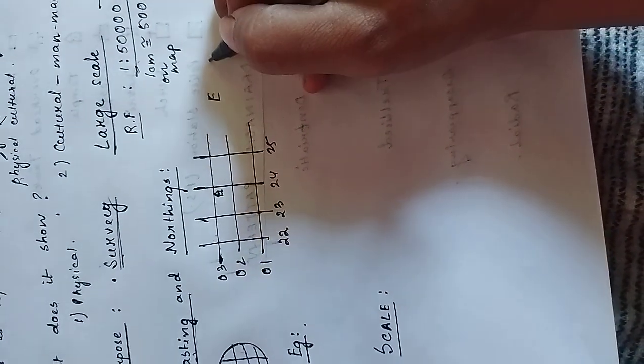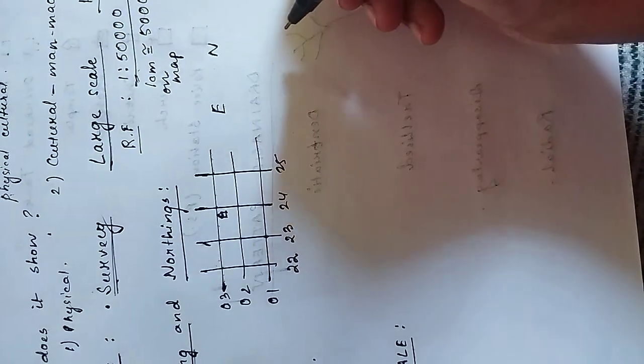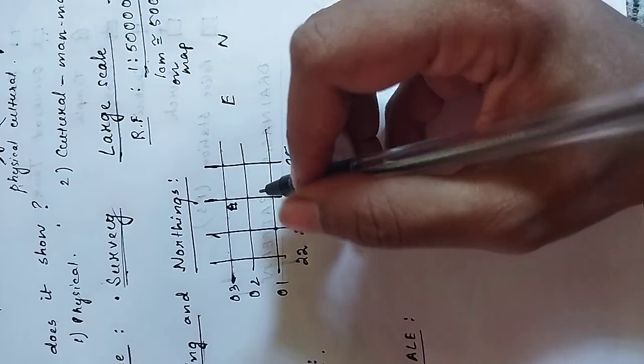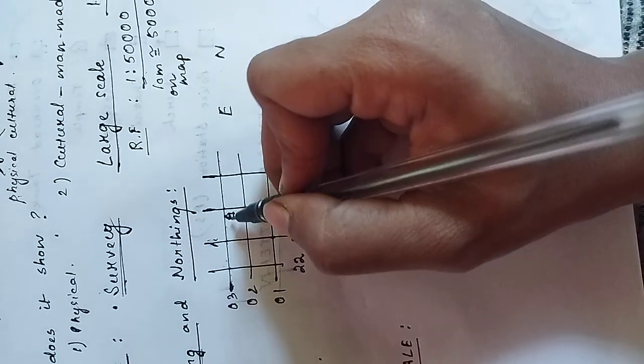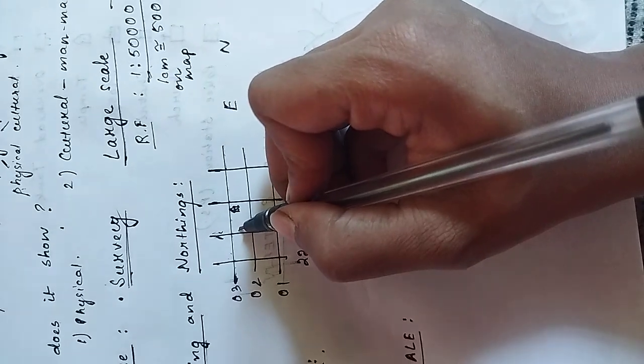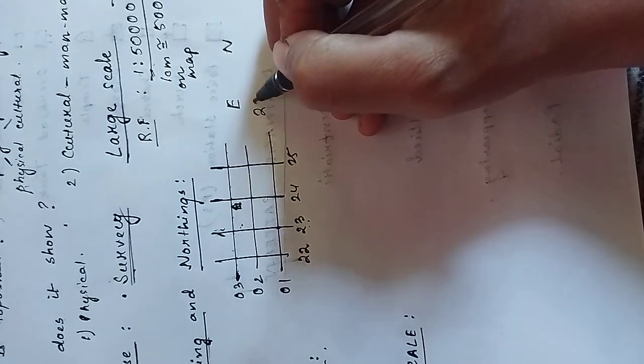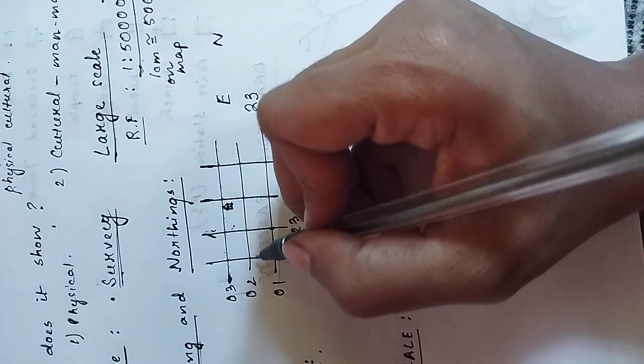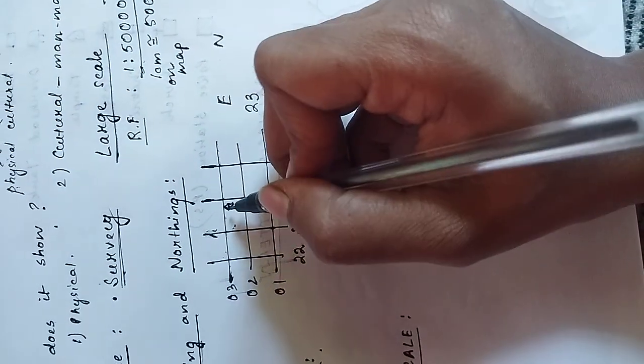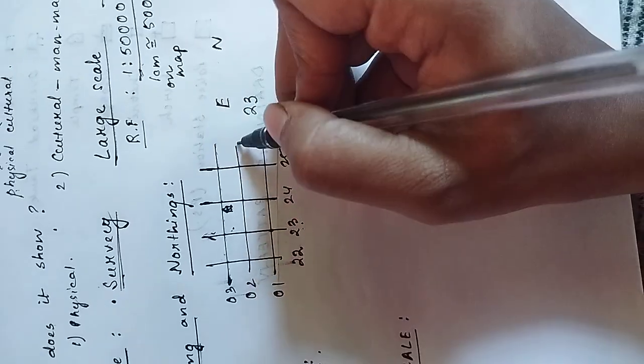So first we will give the easting value and then we give the northing value. Now the easting value is always the line which is just before that particular feature. So this line will be the value for easting, which is 23, and for northing, the line which is just below that feature will be considered.